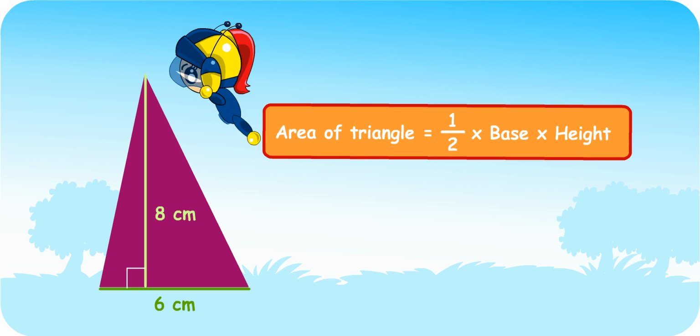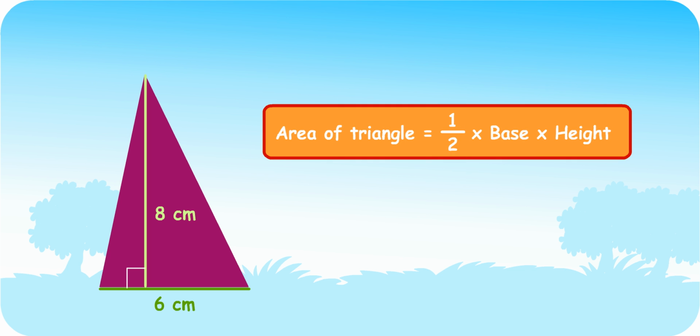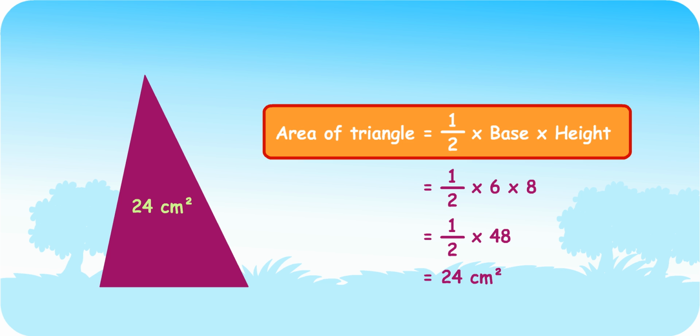Let me try using the formula to find the area of this triangle. The height of this triangle is 8 centimeters and its base is 6 centimeters. So, area of triangle equals half times base times height, which equals half times 6 times 8 square centimeters, which equals half times 48 square centimeters, equals 24 square centimeters. The area of the triangle is 24 square centimeters. Good job, Turbo Girl. Let's try to do a more difficult sum.